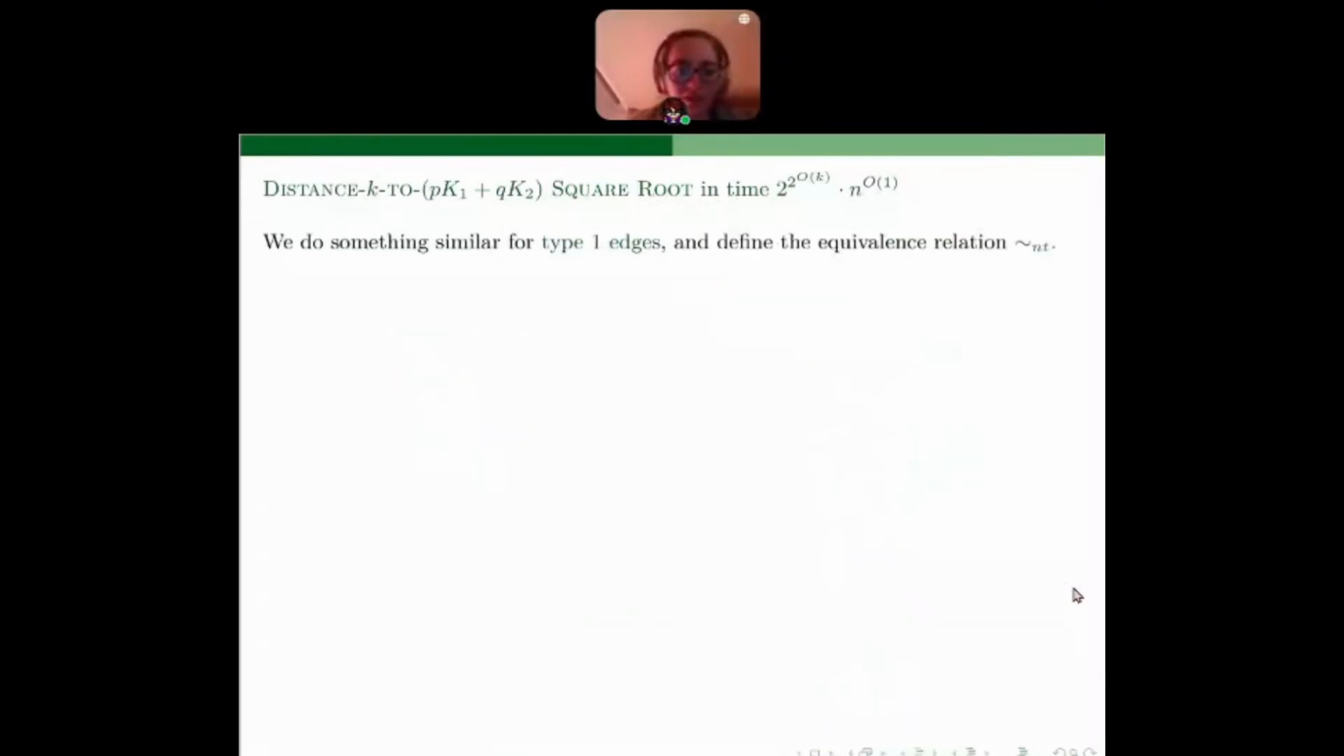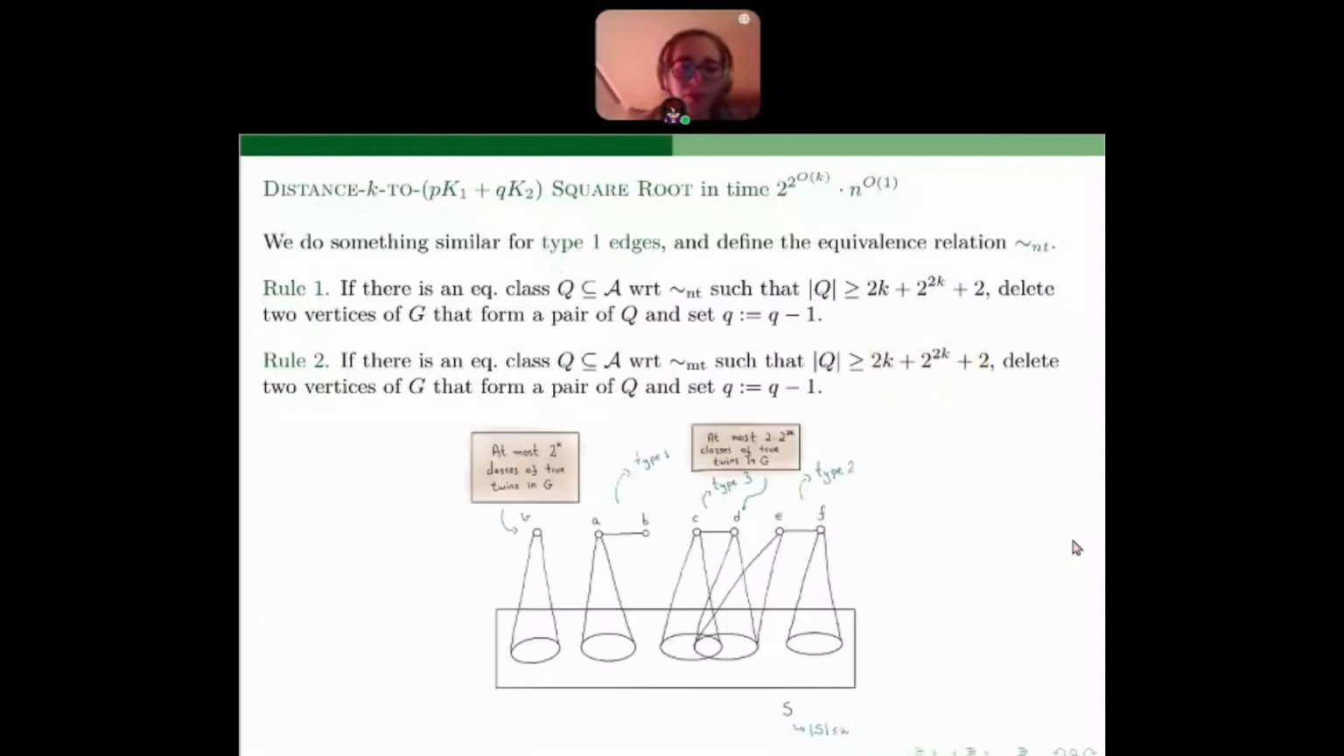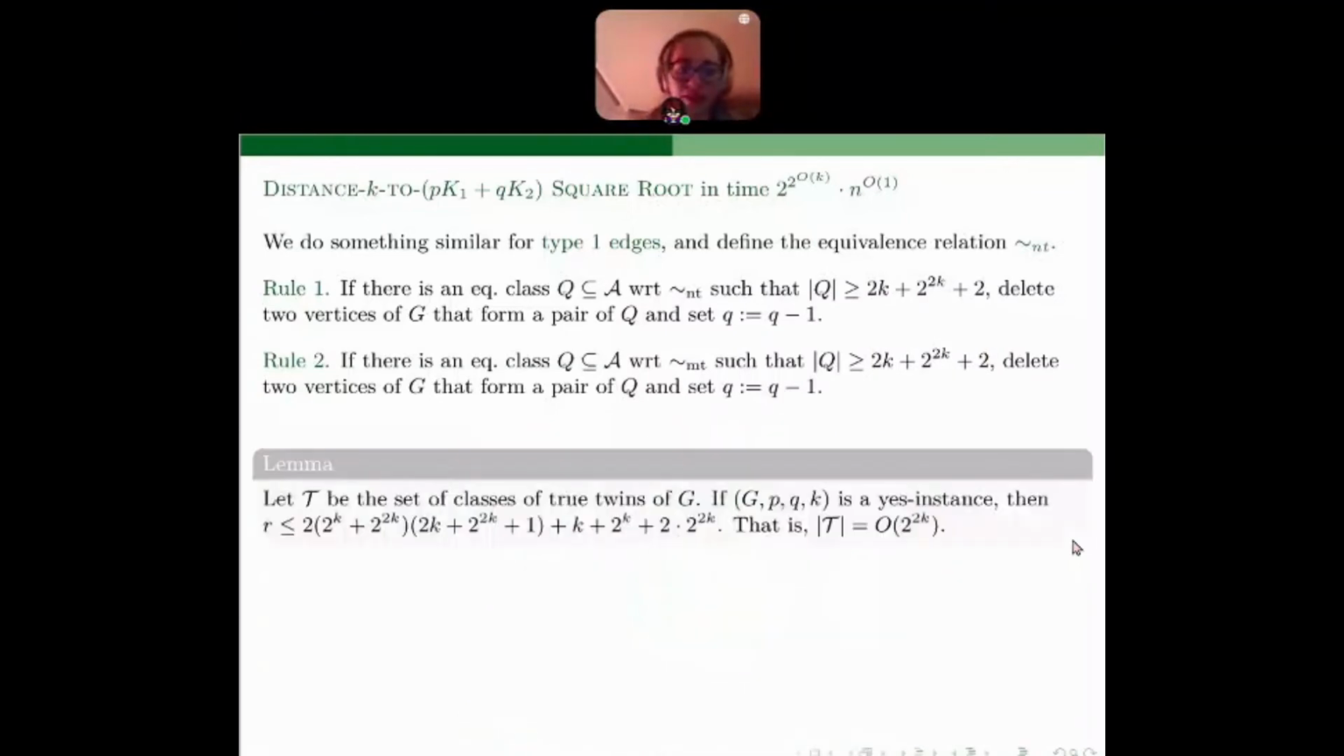What do I mean by that? I will compute these equivalence classes, and if I find an equivalence class that is too big, and by too big I mean bigger than this function of k here, I am able to reduce the graph and preserve yes or no instances. So I will do that. And this step is crucial because now I actually achieve a bounded number of true-twin classes in my input graph. The number of true-twin classes will be this very ugly thing here, but it's a function of k and it's single exponential in k. So far so good.